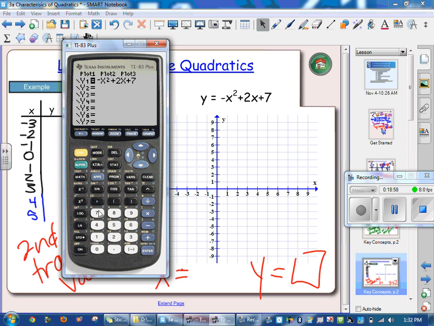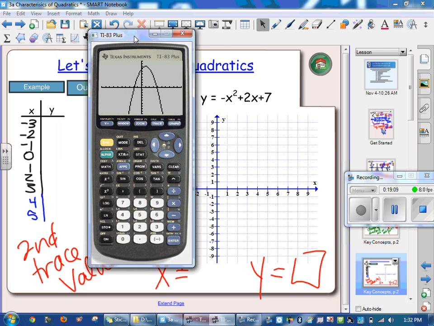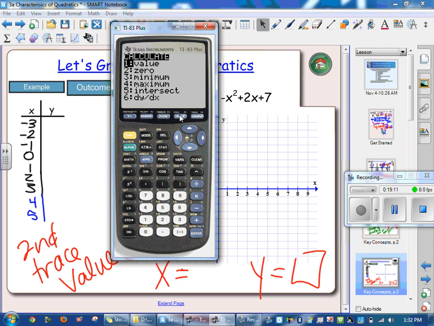Now we want to do the second trace feature. I want to know what the y number is when x is negative 3. So I'm going to go second trace, number 1, value of x, there's my x blinking. I put negative 3, enter. Whoa, back that up, that's not what I'm supposed to put in. Negative 3, good, enter. And now it's going to tell you the number there. It's a coordinate point. So now I know that when x is negative 3, the y number is negative 8.